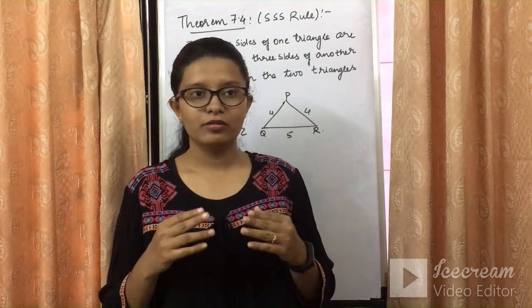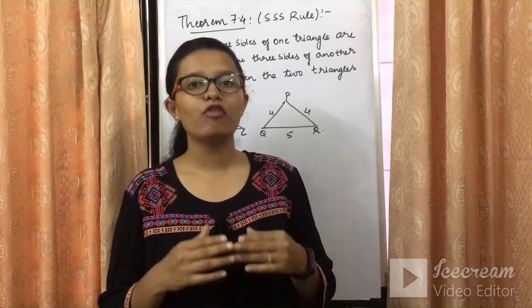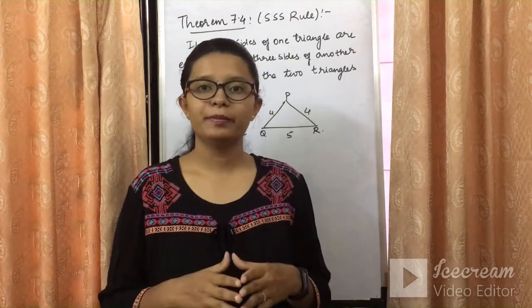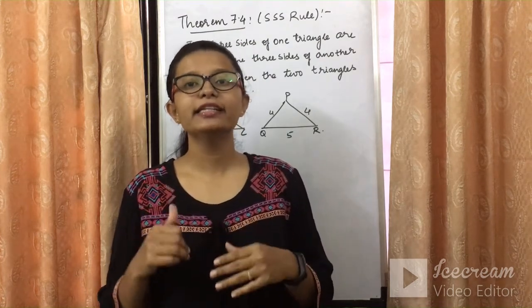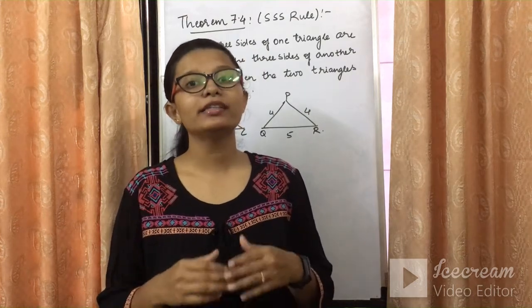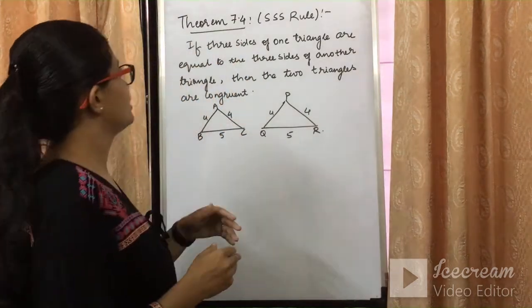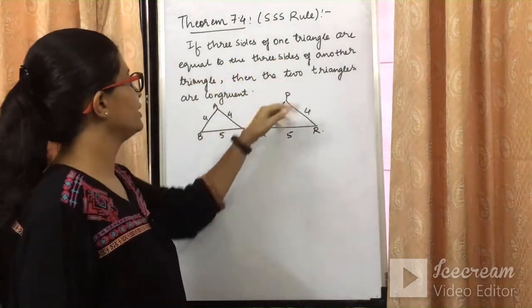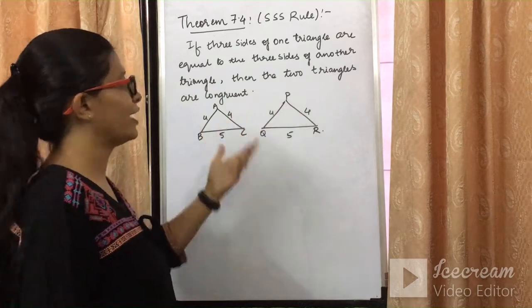We have already studied what we mean by the SSS congruency rule. Only the theorem's statement was left, because it is stated in the NCERT book. The theorem is 7.4. So let us see what the theorem says. If three sides of one triangle are equal to the three sides of another triangle, then the two triangles are congruent.